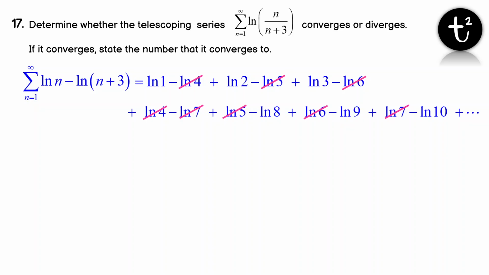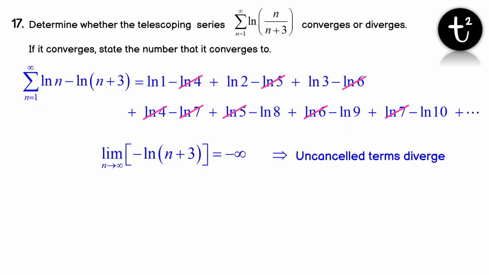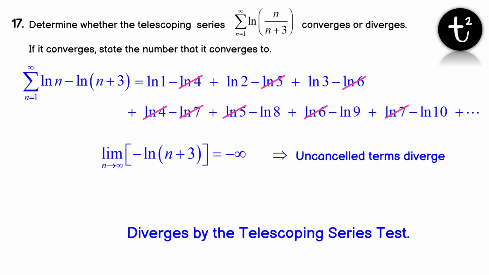So let's quickly see what happens to the terms at the tail end. Minus natural log of 8, minus natural log of 9, minus natural log of 10. Again, if we just keep making the list longer, what happens to those terms? Well, here's what happens. Essentially, as n gets bigger, the limit of these terms, minus natural log of n plus 3, will just keep increasing and increasing. So they do diverge to negative infinity. Unfortunately, they do not converge, so I can't just discard these terms. And because the uncancelled terms diverge, we are going to say that the series in general will diverge by the telescoping series test.